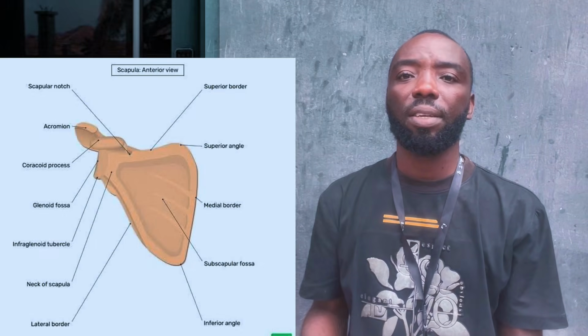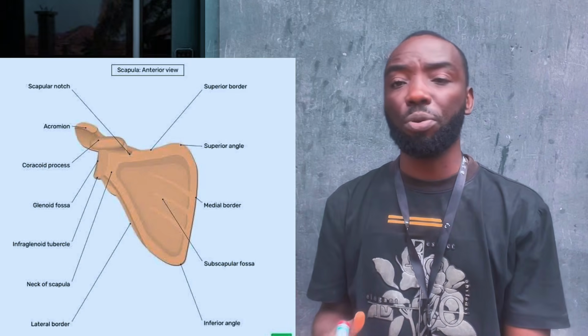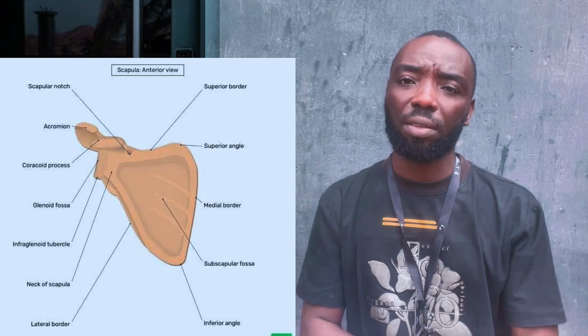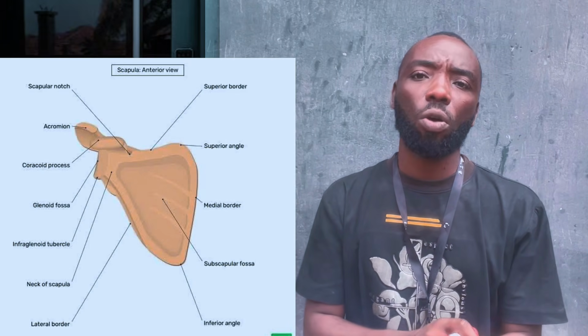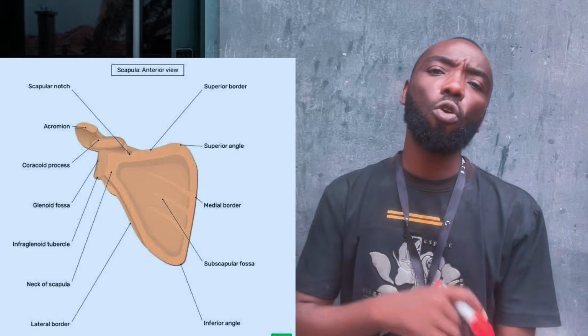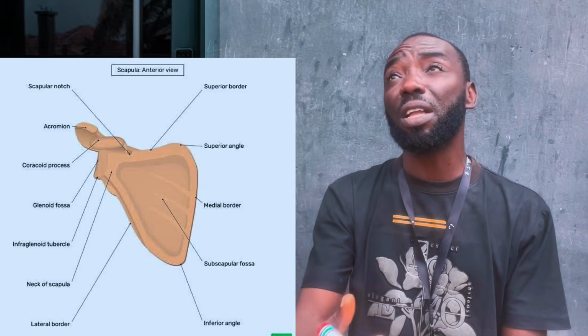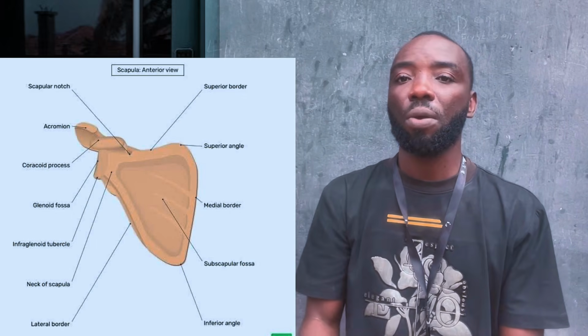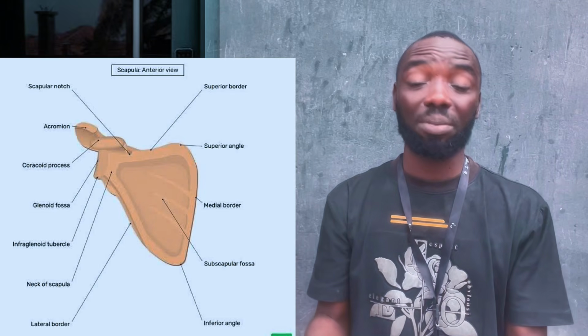Now the next one is scapula, which is specimen Q. Now, what kind of bone is it? It is called a flat bone. The scapula is a flat bone. Now, you will also be asked to state at least 4 functions of this scapula.